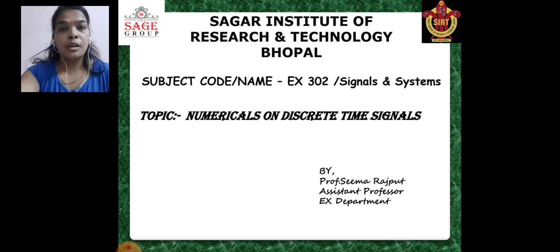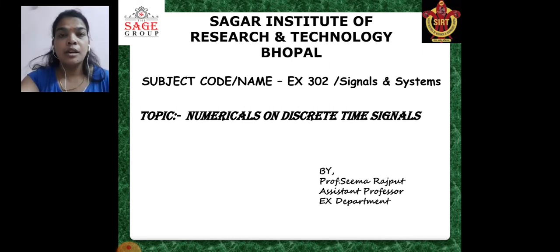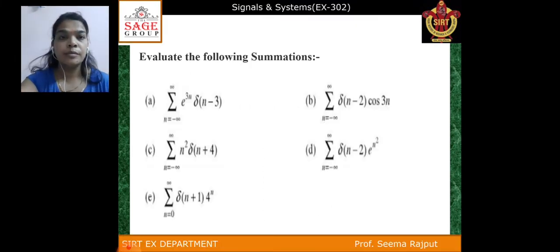In discrete time signals we depend on integer values. Here are some questions: evaluate the following summations. These are questions on discrete time signals. You can see that every question is based on the term n, and n is an integer, that's why it is called a discrete time signal.